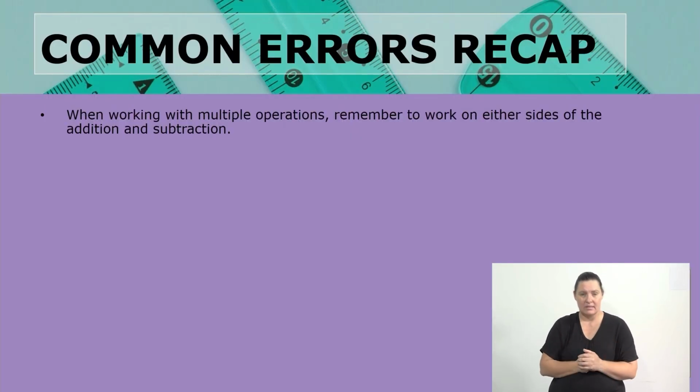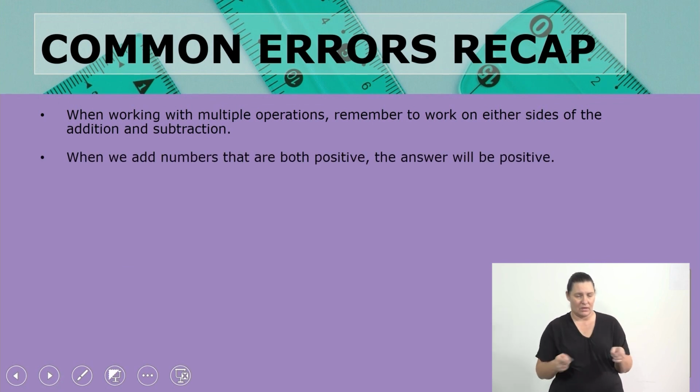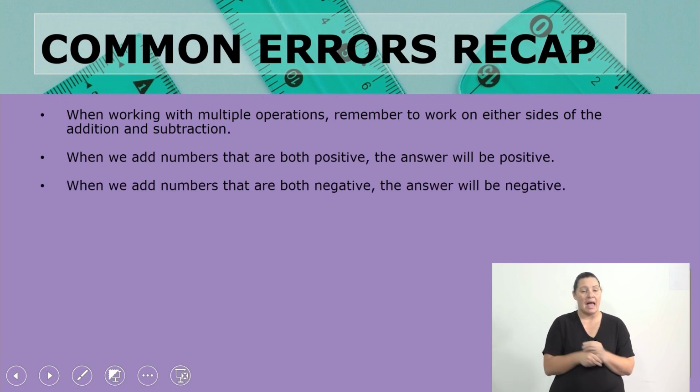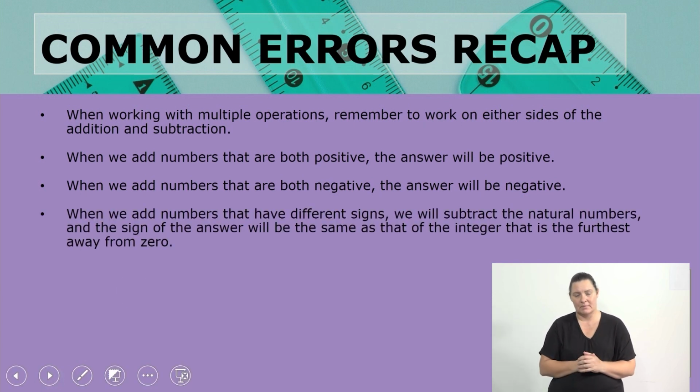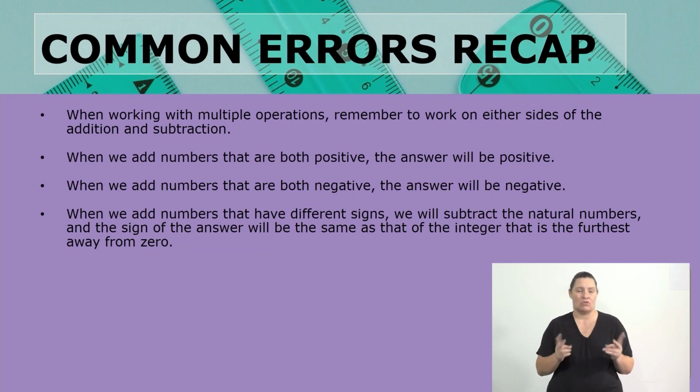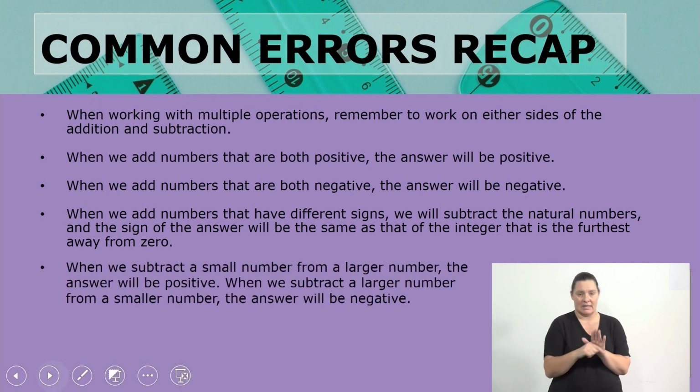Okay, so let's now look at the common errors or things that you should remember when you are working with integers. So when working with multiple operations, remember to work on either side of the addition and subtraction. When we add numbers that are both positive, the answer will be positive. When we add numbers that are both negative, then the answer will be negative. When we add numbers that have different signs, we will subtract the natural numbers, and the sign of the answer will be the same as that of the integer that is furthest away from 0.